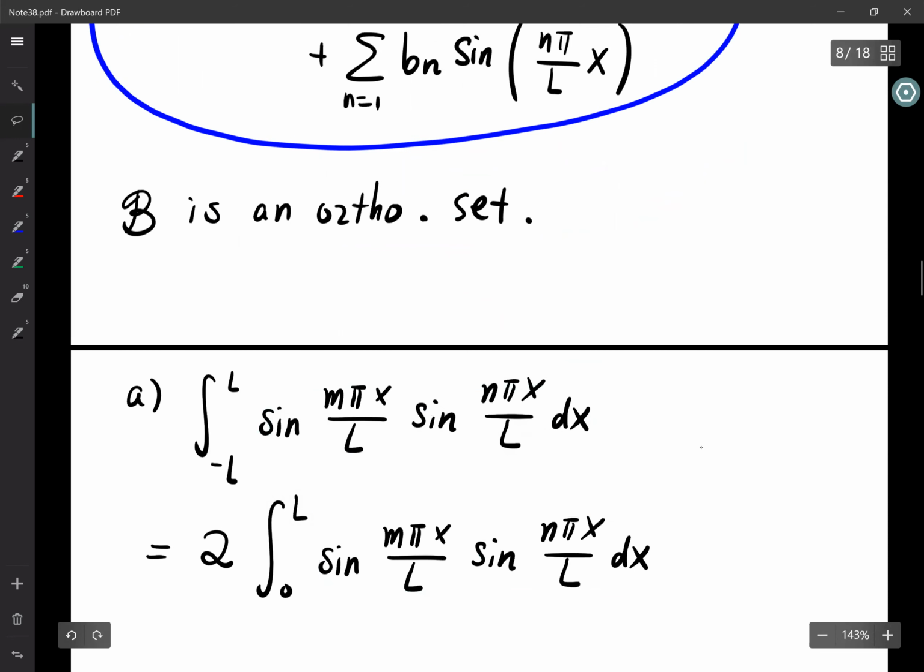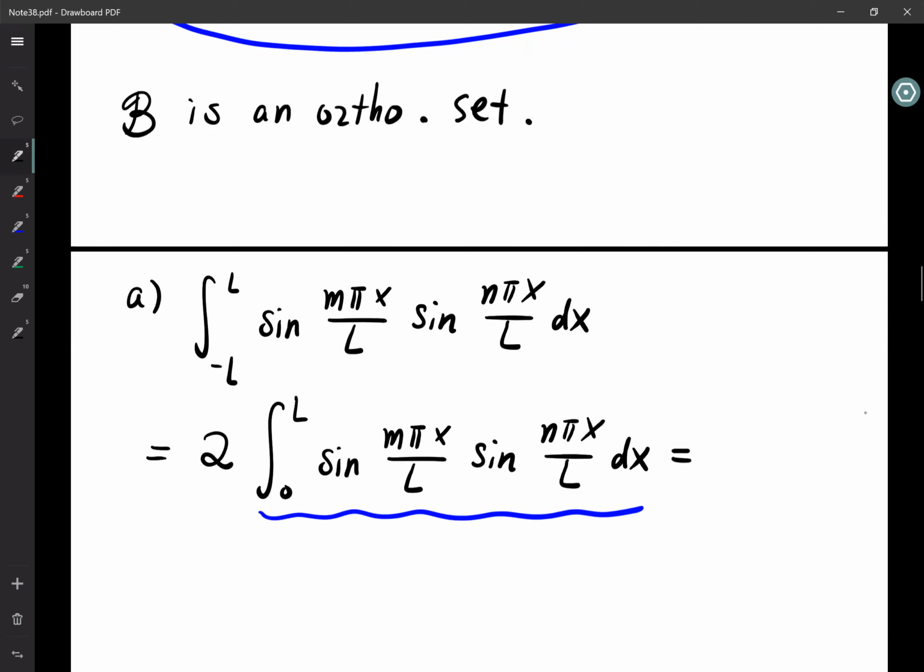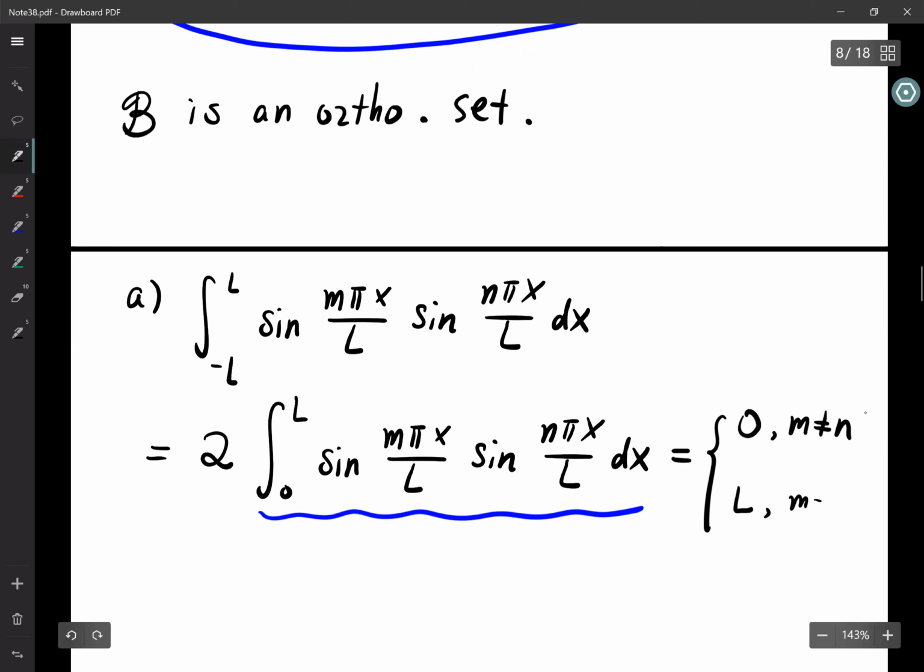And we have this. So this one we have actually seen, right? This is exactly what we have computed before for the sine transform. Other than that, there's a factor of 2 here. So if you remember the calculation, this is 0 if m is not equal to n, where m and n cannot be both 0. And if m is equal to n, this is L, which is not 0. So this is the first part.